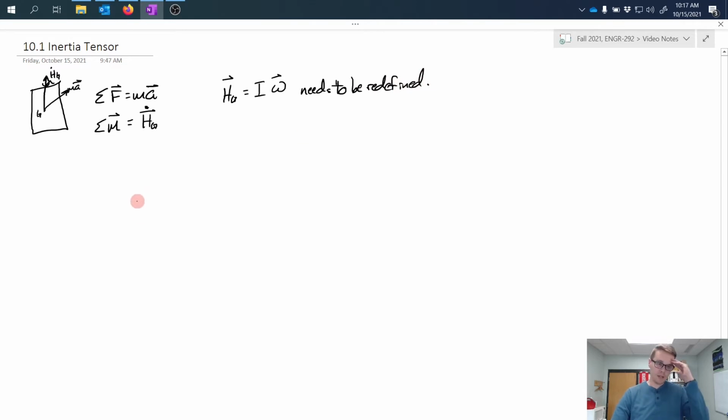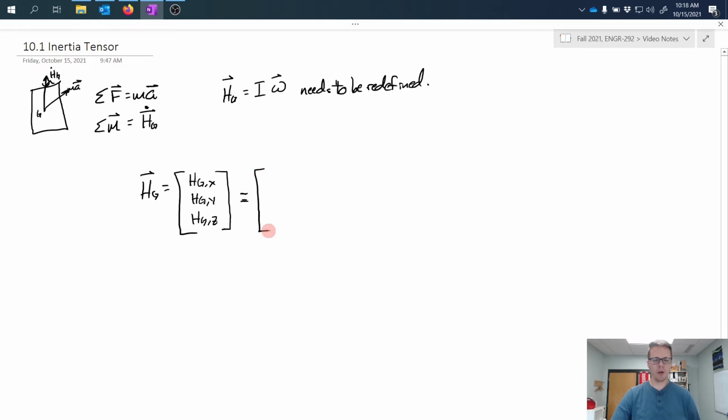To do that, to take another look at the angular momentum, we're going to represent it as a vector with components in our 3 Cartesian directions. And to do this, we're going to break up the inertial term and represent it in terms of all the possible components that it might contain.